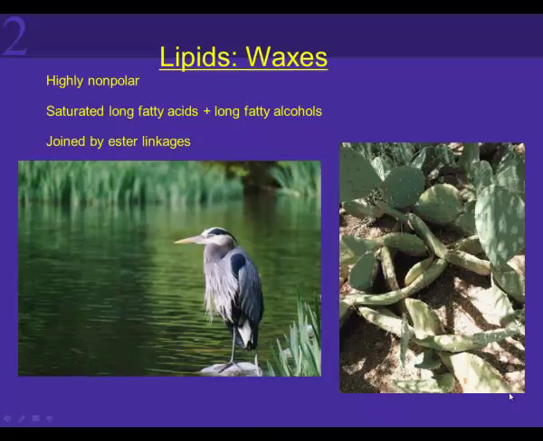And then the last group of lipids that we're going to consider are the waxes, and these groups have in common the fact that they are highly nonpolar. They have this characteristic because they have extremely long and very saturated fatty acid tails that are joined by ester linkages. Waxes can be found on the feathers of birds. They can prevent the birds from getting too wet to fly, and also on the waxy cuticles of desert plants.